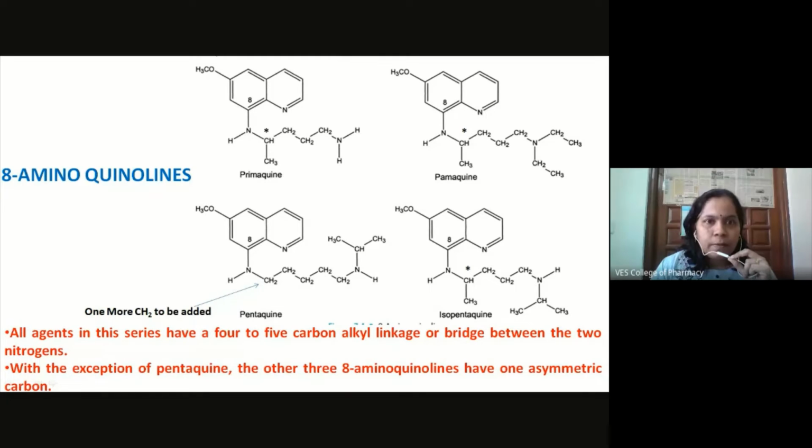Okay. Now, when we're talking about Primaquine and Pamaquine, two extra structures have been added over here just for understanding, pentaquine and isopentaquine as well. The difference between Primaquine and Pamaquine is obvious. In Pamaquine you have two ethyl groups, and in Primaquine you have the primary amino group. But in pentaquine, you have an isopropyl group. One group is isopropyl, the other is retained. So basically, you have a secondary amine rather than a primary or tertiary amine, right?